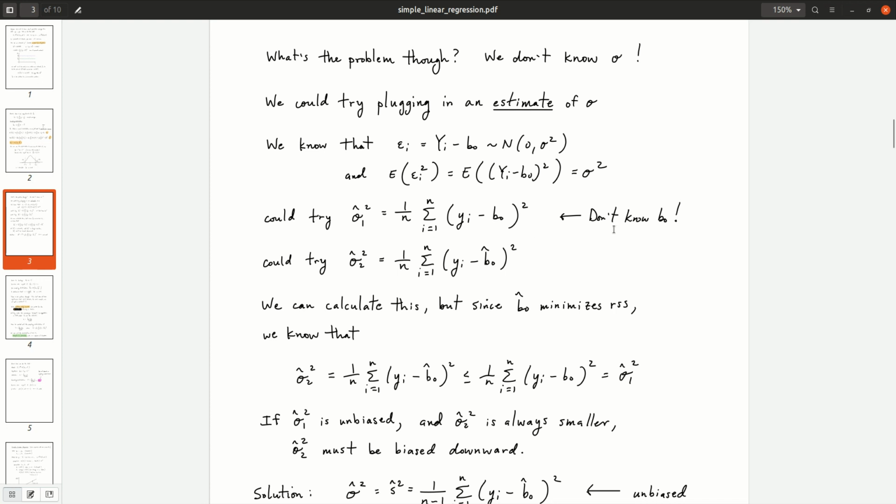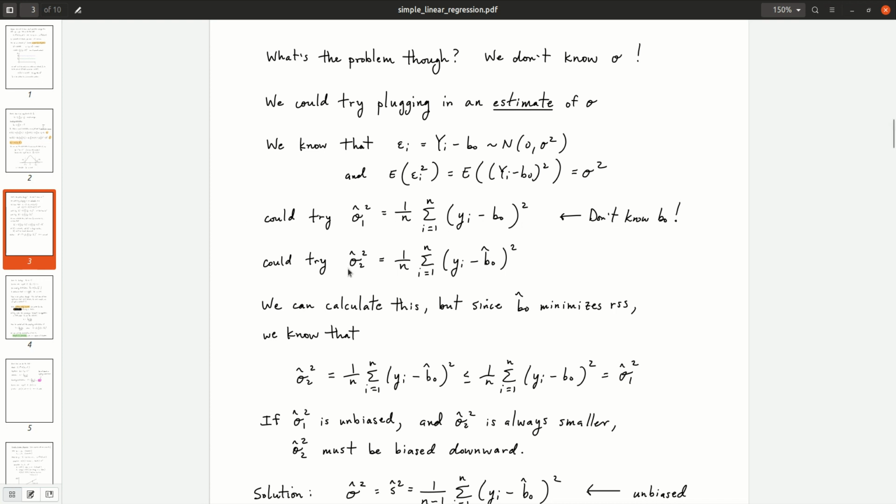Problem with this one is we don't know b0, so this is like a chicken and egg situation. We have to do something because we don't know sigma squared, but then this solution assumes that we know b0, which we don't know. So this is not going to work.